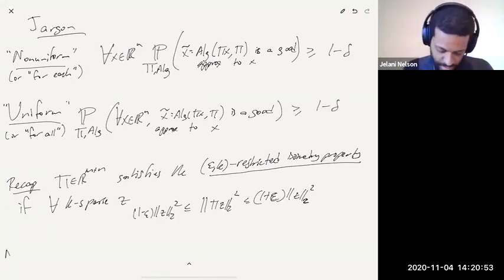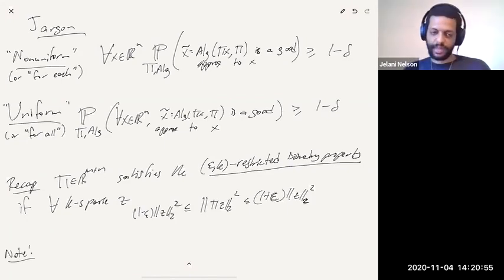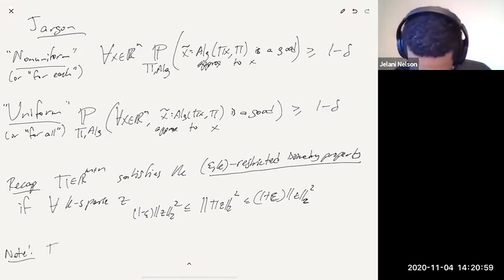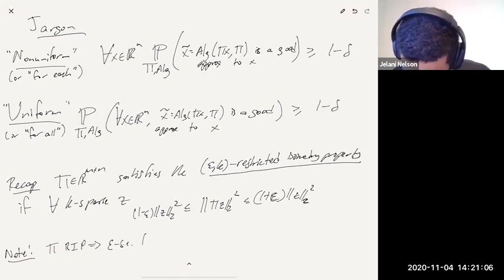So note, if Pi is RIP, that implies that it's an epsilon subspace embedding for n choose k different subspaces at the same time.